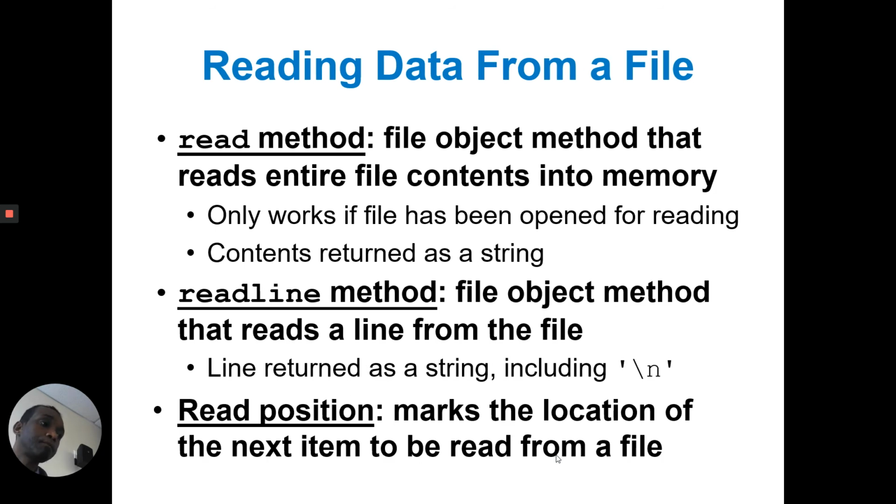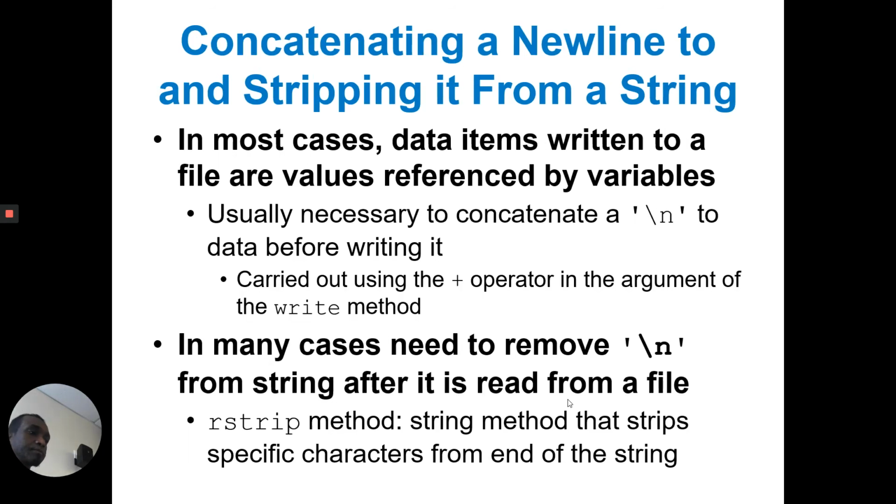You have a read method, a file object method that reads the entire file contents into memory. It only works if the file has been opened for reading, and the contents are returned as a string. You have a readline method, a file object method that reads a line from the file, and the line is returned as a string, including the \n as a new line. The read position marks the location of the next item to be read from a file. Then concatenating a new line and stripping it from a string.